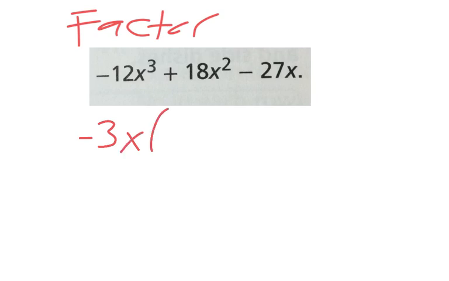So if I factor out a -3x from -12x cubed, what's left? +4x squared. Remember, x to the third is x times x times x. I only lost one of them. So x times x would still be x squared.